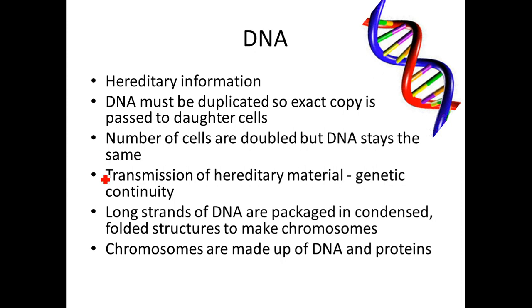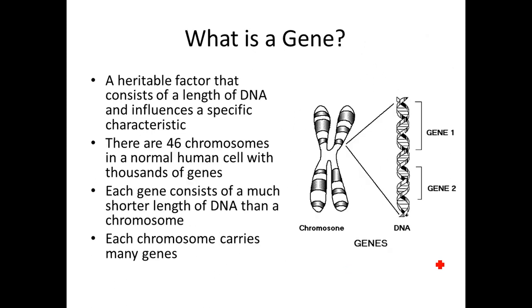Transmission of hereditary material is referred to as genetic continuity, and long strands of DNA are packaged in condensed folded structures to make chromosomes, and it's in the chromosome form of DNA that we will refer to this hereditary information as. And just a reminder that chromosomes are made up of DNA and proteins, those proteins being histones.